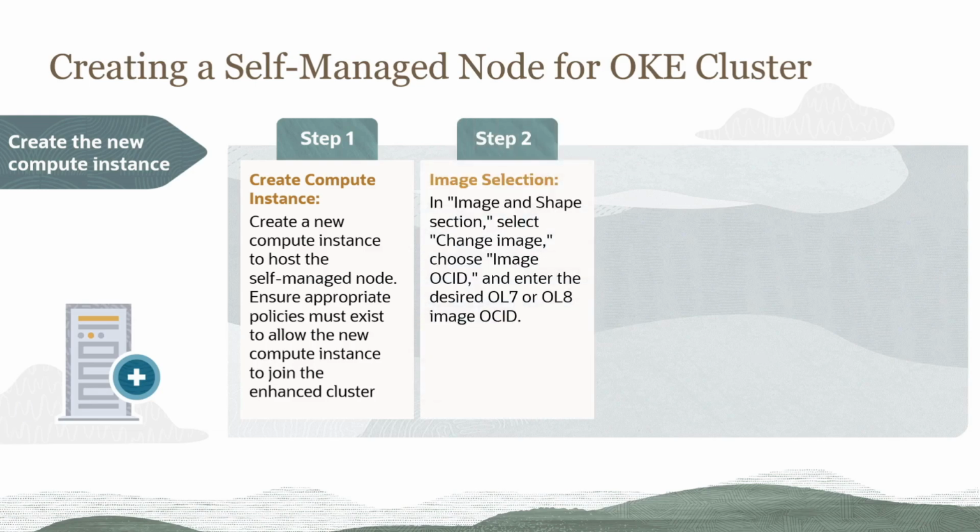In step 2, we must choose the right image. In the image and shape section, we must click on change image and opt for image OCID and enter the desired Oracle Linux 7 or Oracle Linux 8 image OCID. Let's head back to our OCI console and perform this step.